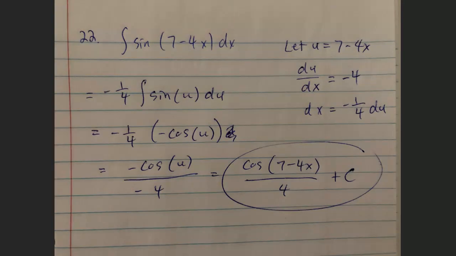So negative 1/4 times the integral of sine u du. The integral of sine u equals negative cosine u. Afterwards I plug everything back in, which equals cosine of 7 minus 4x, over 4. And since this is an indefinite integral, I have to add the letter C. So that's my answer.